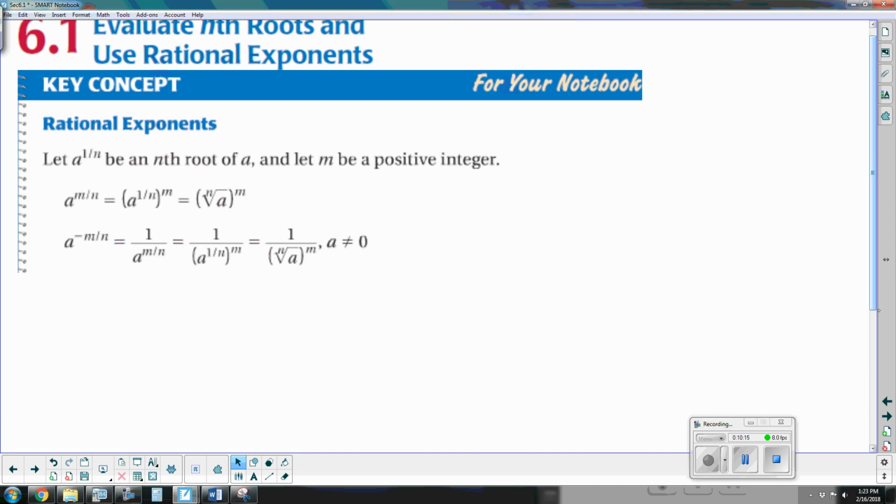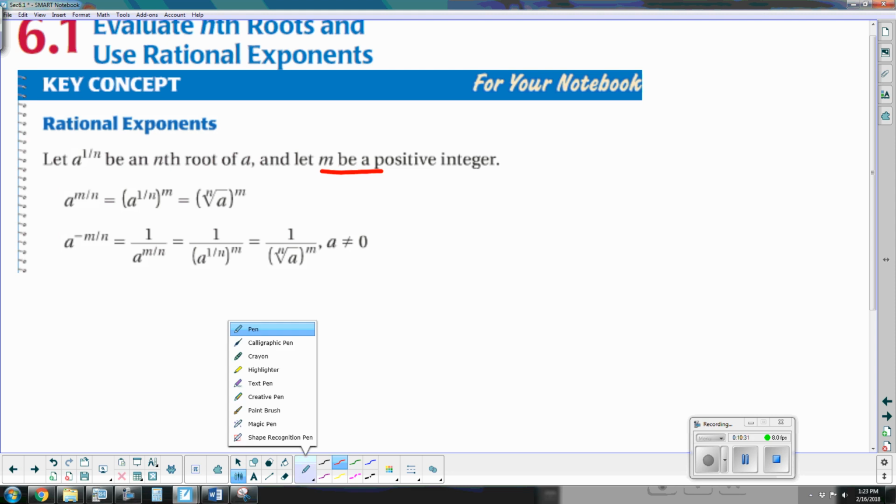All right, in this next key concept, we're looking at a to the 1 over n for it to be an nth root of a. And then we're looking at m as a positive integer. So when we write rational exponents, it does not always have to be in the form 1 over n. We could say any other rational numbers.